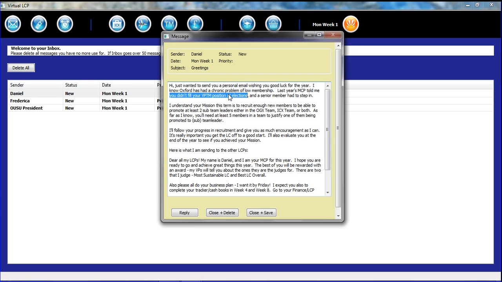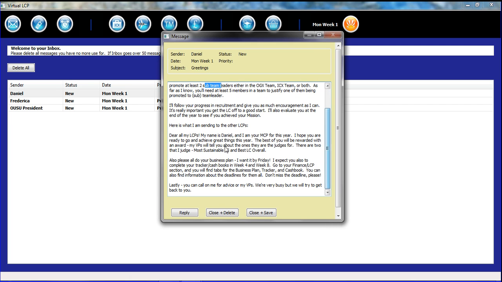Right, that means she's probably not very well trained for this, so it will be a bit harder for us because of that. So yes, two team members. Yes, he'll evaluate. Here are some awards that we're going to be aiming for. This is how we know how well we've done in the game. We're going to submit for various awards that the MC judges and see if we win them or are in the top 5. Right, and he wants us to do the business plan by Friday, and tracker, cash book, week 4, week 8. Right, great.